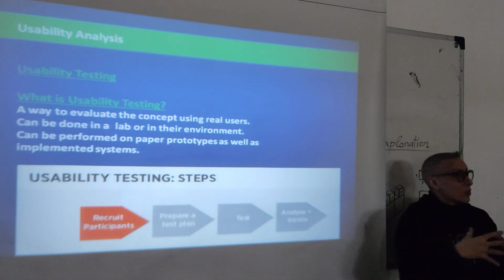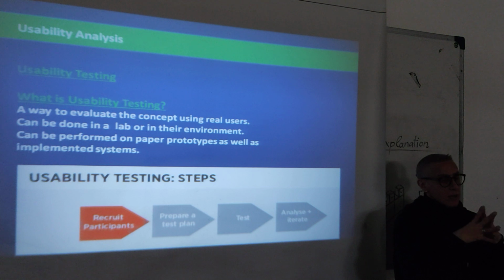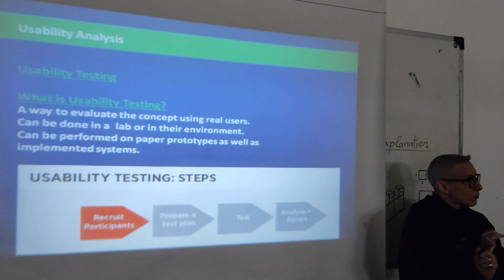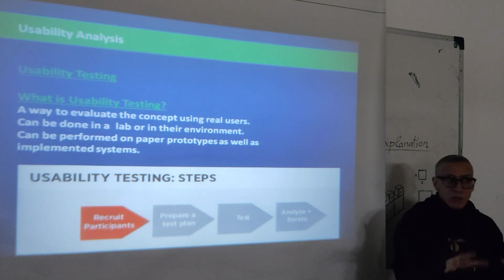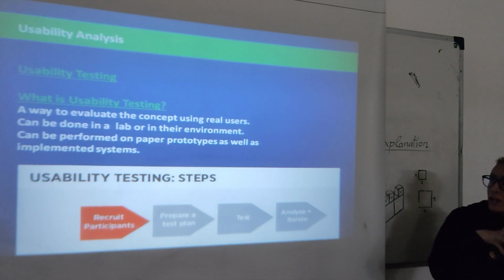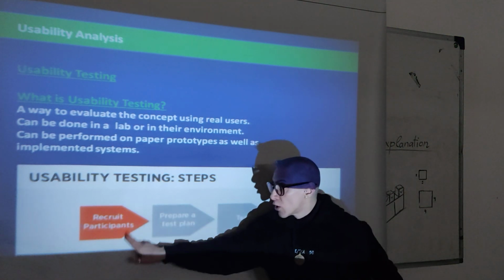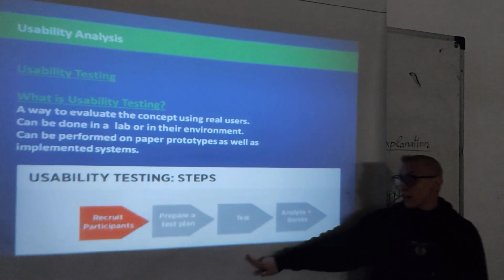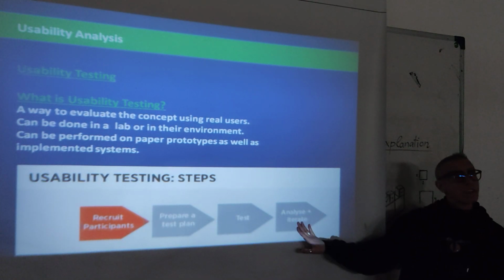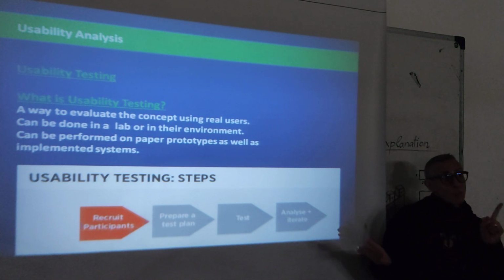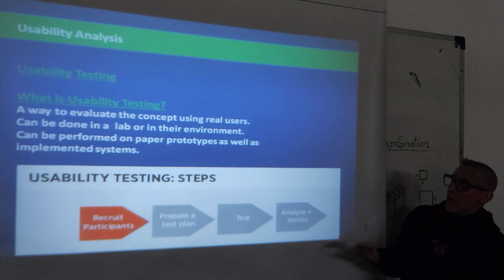And they bring these users. These users are from the user group of people. So the age group, correct. Any other details, correct. And they bring these users and they recruit participants. This is what it means. Then prepare a test plan, then the test happenings, and then the real analysis happens. So there is a usability analysis, but after observation of the real users.